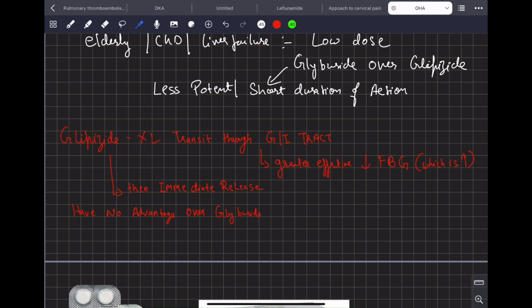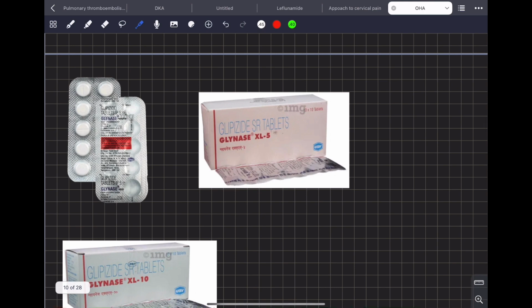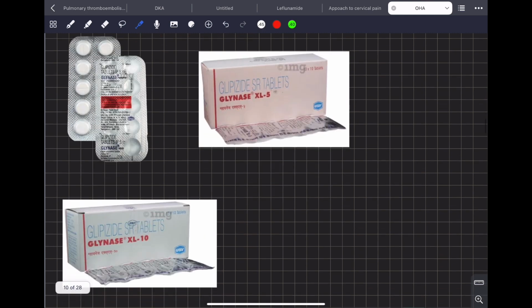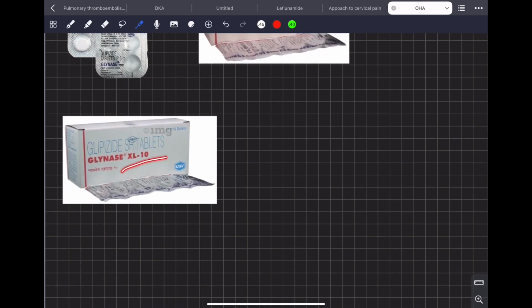Okay, so glipizide is also available in XL, extended release, and because of that, there can be slow transit through the GI tract, which can lead to a greater effect on fasting blood sugar level, which is generally high, right? So the immediate release tablet has no advantage over glyburide. So glipizide XL has an advantage over glyburide that it can control fasting blood sugar level. Extended release has a benefit over glibenclamide, right? So brand name in India, Glynase 5 mg, Glynase XL, which we have learned that XL use, right? So Glynase XL 10 mg is also available.